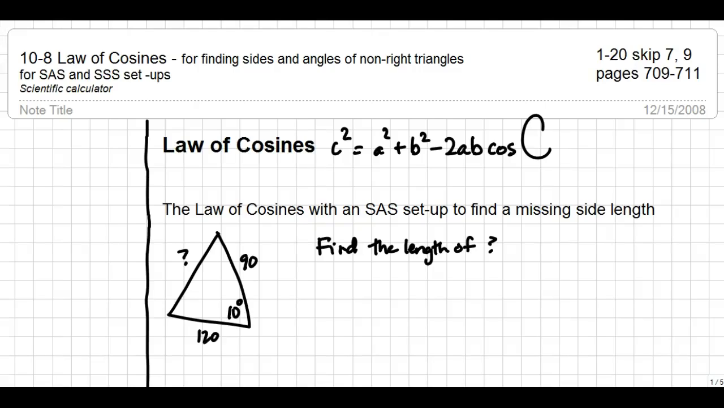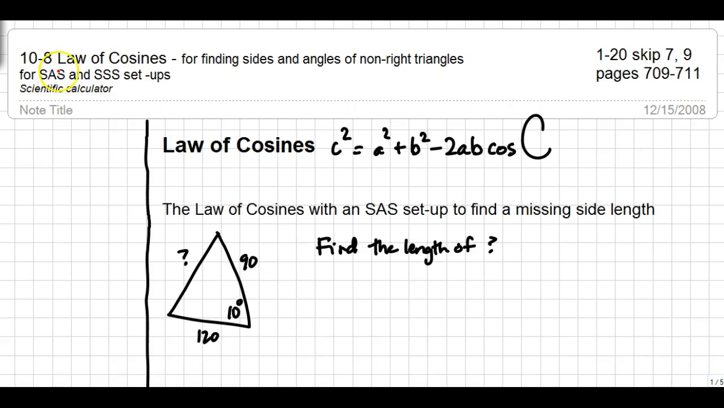This lesson is for Advanced Algebra, Lesson 10.8 on the Law of Cosines. The Law of Cosines is used for finding missing side lengths and missing angles in non-right triangles. Keep in mind that the only two times you'll use the Law of Cosines is for SAS setups and for SSS setups. So let's review what those are from geometry.